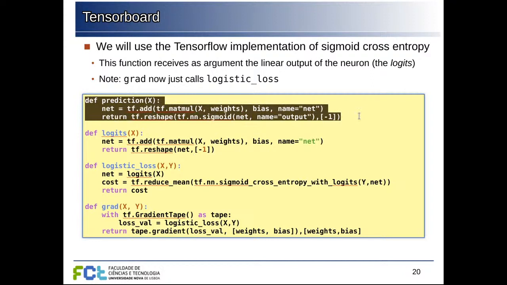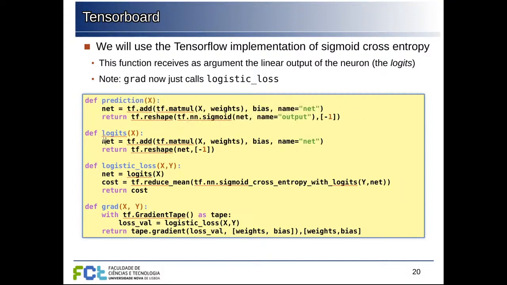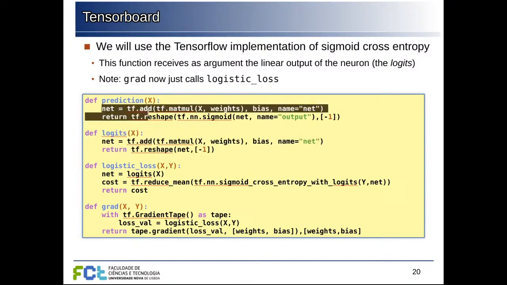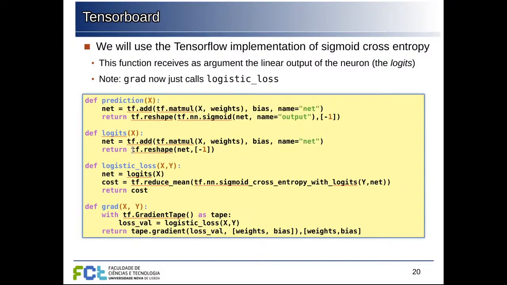The prediction outputs the sigmoid activation, but we're also going to create another function, logits, that just does this part. So it does everything our neuron was doing without the sigmoid activation, and then also reshapes it and outputs just the sum of the products of the inputs and the weights.